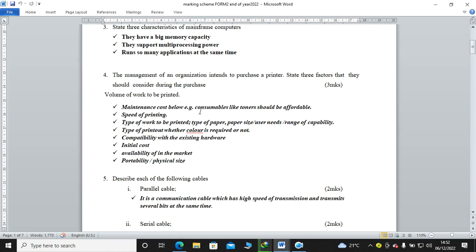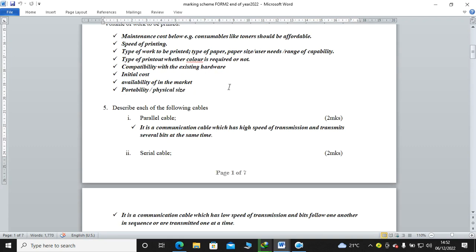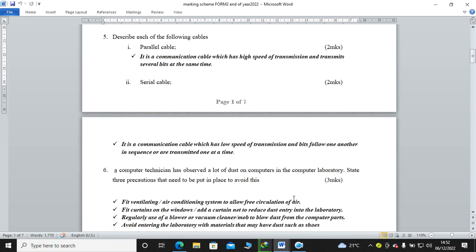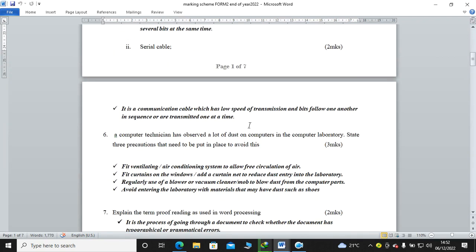Then describe each of the following cables. We have parallel cable and serial cable. So parallel cable is a communication cable which has high speed of transmission and transmits several bits at the same time or simultaneously. Then we have serial cable. It is a communication cable which has low speed of transmission and transmits one bit at a time. So it does that, but for a longer distance.